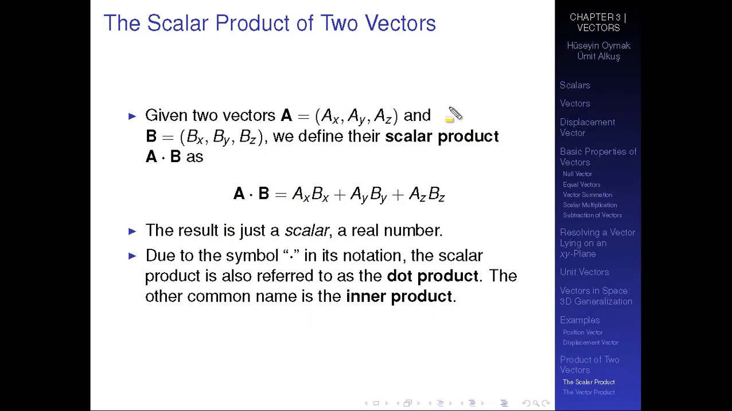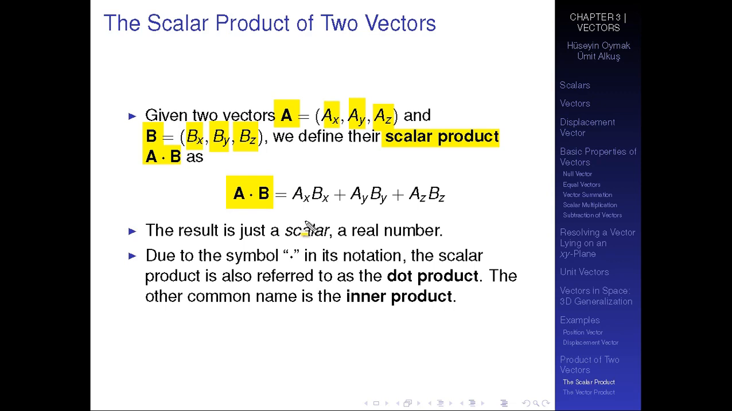Okay, if we are given two three-dimensional vectors, say vector A with components ax, ay, and az, and vector B with components bx, by, and bz, then we define their scalar product A dot B as the sum of the products of their corresponding components.